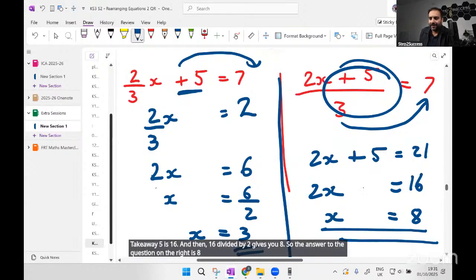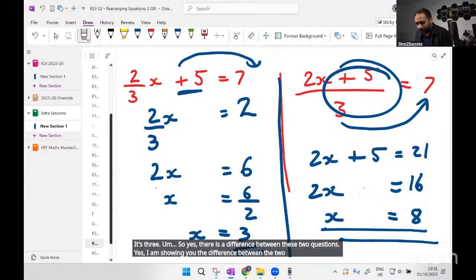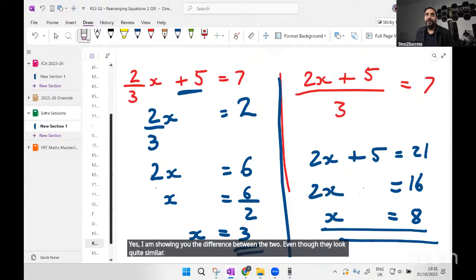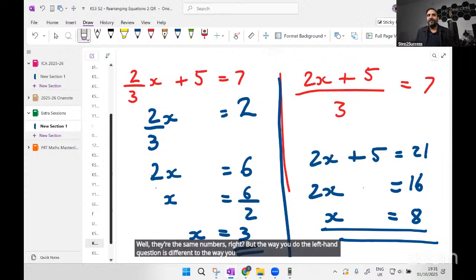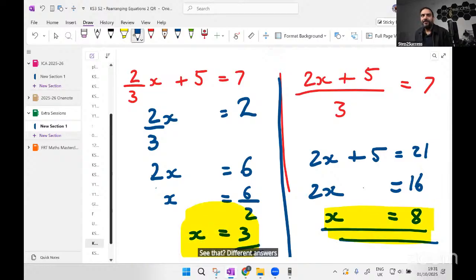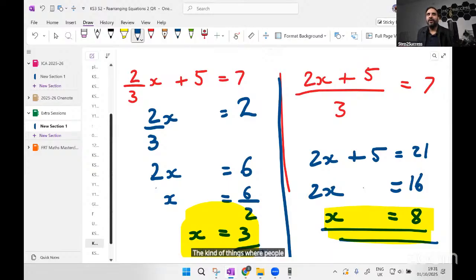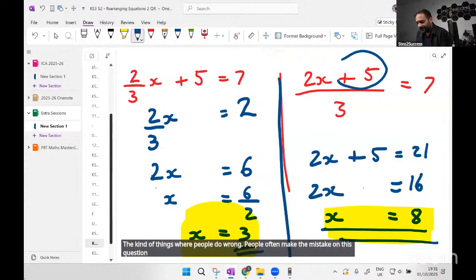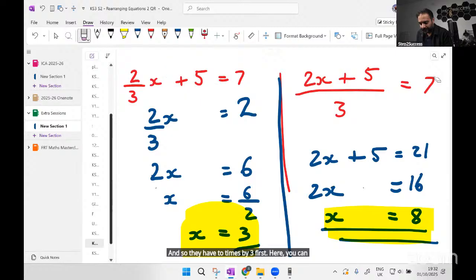And the answer to the question on the left is 3. So yes, there is a difference between these two questions. Yes, I am showing you the difference between the two, even though they look quite similar. They're the same numbers, right? But the way you do the left-hand question is different to the way you do the right-hand question, and therefore you end up with different answers. I'm trying to explain the kind of things where people go wrong. People often make the mistake on the question on the right of taking away the 5 first, but then they would go wrong. So they have to times by 3 first. Here you can take away the 5 first, just to show you.